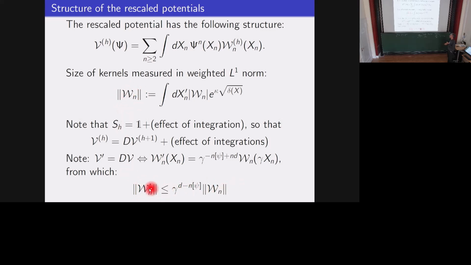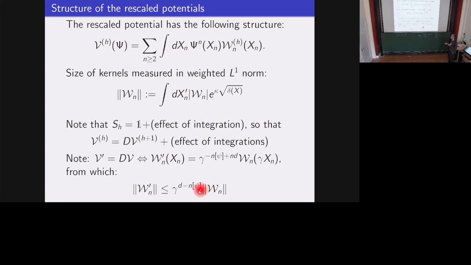So it turns out that the dilatation operator, just by rescaling, has this effect on the norm. So it's multiplied, for the purpose of an upper bound, by this scaling parameter gamma, say 2, to the d minus n times the scaling dimension of the field. So depending on whether this prefactor is larger or smaller than 1, this indicates that the action of the linear part of the RG map tends to increase or decrease the norm. Somehow the idea is that if this is smaller than 1, sufficiently smaller than 1, then hopefully the nonlinear effects don't change this fact.